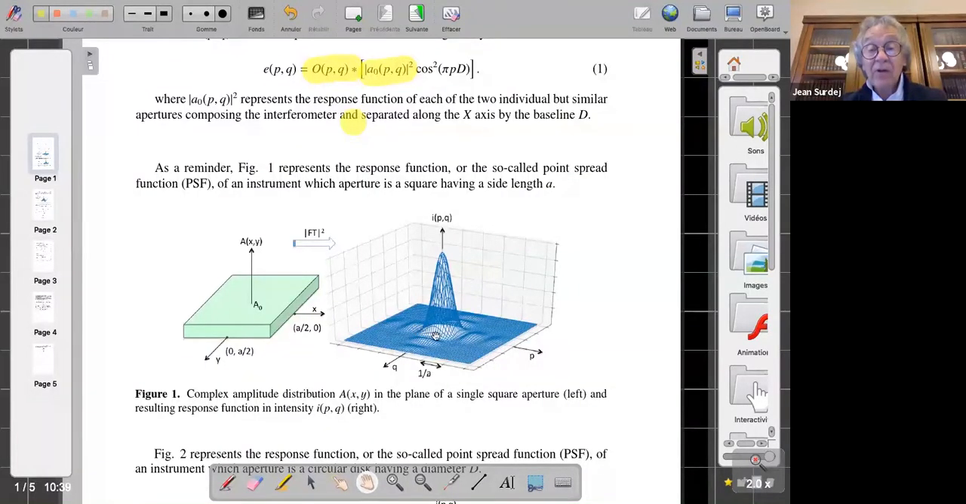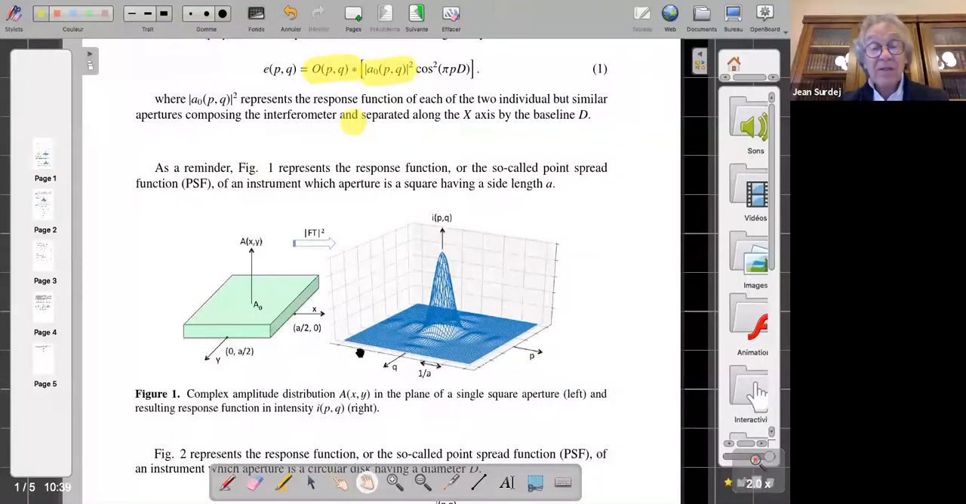The angular resolution of this aperture is the distance between the two minima on both sides of the emission peak. And so it is 2 lambda over A, where lambda is the wavelength of the pseudo monochromatic light, and A is the side of the square.